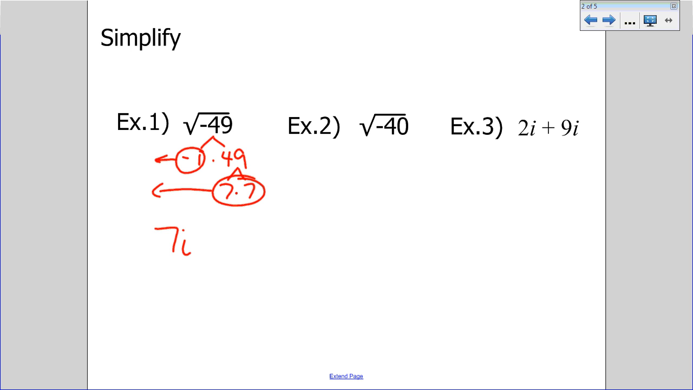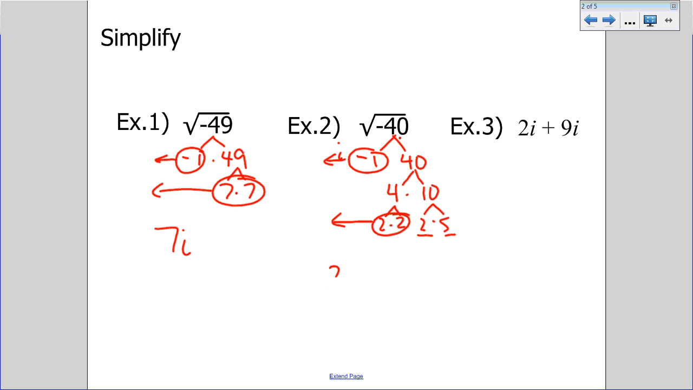If we take a look at -40, we're going to start the same way. -1 times 40. -1 is going to come out as an i, so if you need to put the i there, you can. 40 is just 4 times 10. And then this is 2 times 2, 2 times 5. There's our pair. Those are going to stay under. So notice, guys, once I get rid of that -1, my radical operations, this simplifying the radical, looks the same. So now I have 2 times i on the outside that I've used for my square root, and then 2 times 5 is 10.